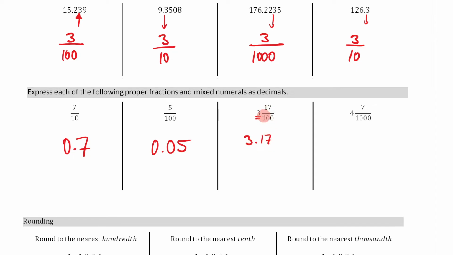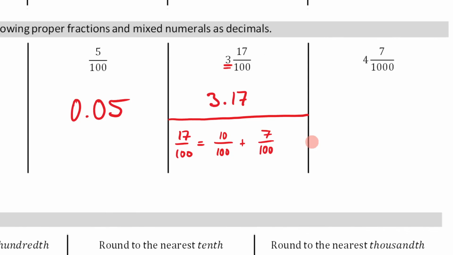Now this one is normally one that trips people up a bit. Let's look at this a bit. So let's just rule this off. Let's look at 17 on 100 here. Would you agree that if we were to think of this as an addition problem, it would simply be 10 on 100 plus 7 on 100? Everyone should agree with that. That's nothing too controversial there.